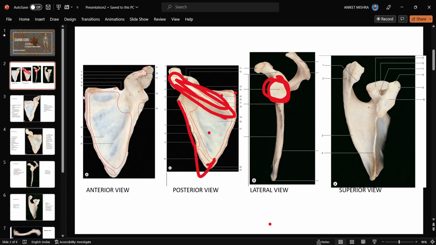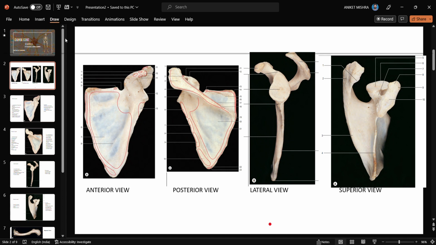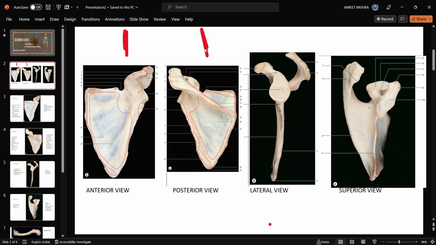Now, when we talk about the bone, let me remove all the marks from it. The scapula has two surfaces, the dorsal surface and the costal surface. This image is of the dorsal surface and this image is of the costal surface. The dorsal surface lies on our back, which is the posterior view, and the costal surface, or the anterior view, is the first one.